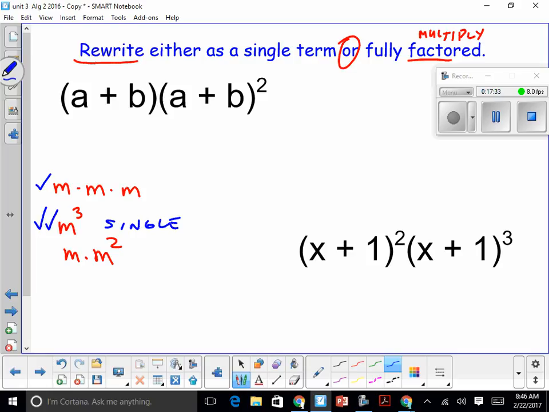Now, I haven't done an example with the actual parentheses. I did it with the little letter M. And I'm checking to see, okay, can they do it now with the factor form? This time I did it with the M. So, top row is the fully factored form.